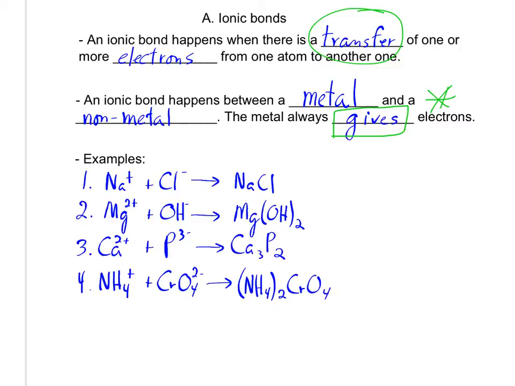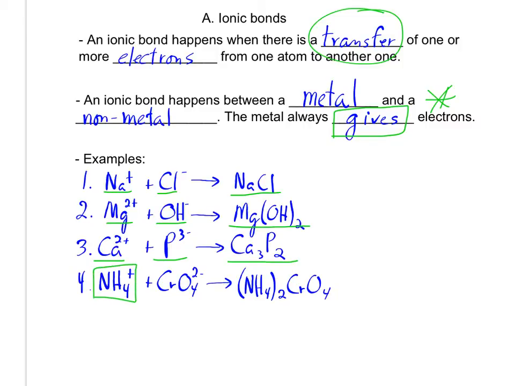For example, the ion Na+ and the ion Cl- would form NaCl, that's table salt. And magnesium 2+ and hydroxide, which is a polyatomic ion, would form magnesium hydroxide, Mg(OH)2. Number 3, the ion of calcium 2+ and the ion of phosphorus 3- would form Ca3P2.